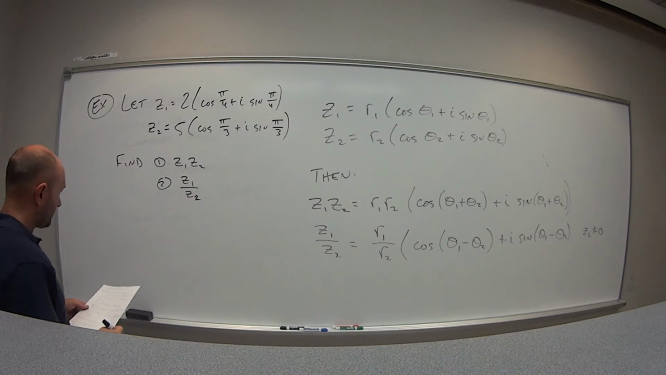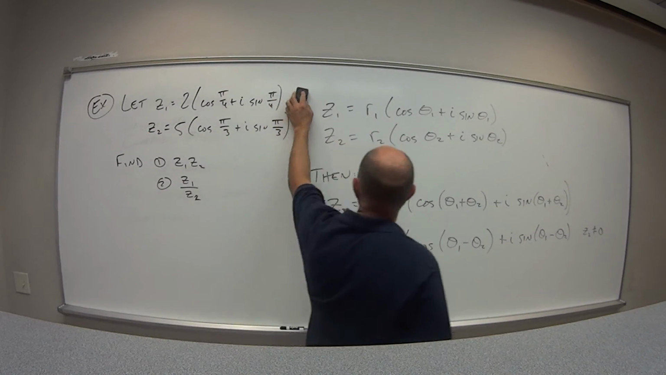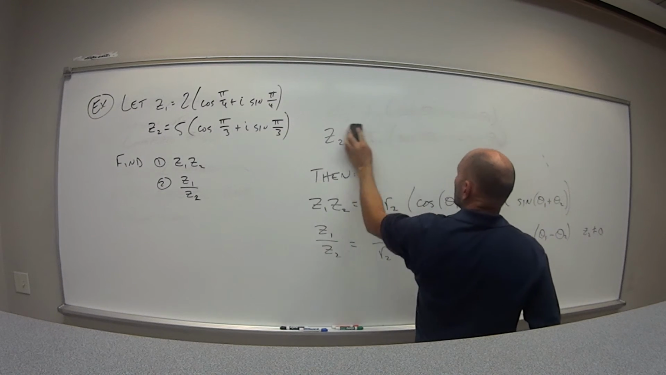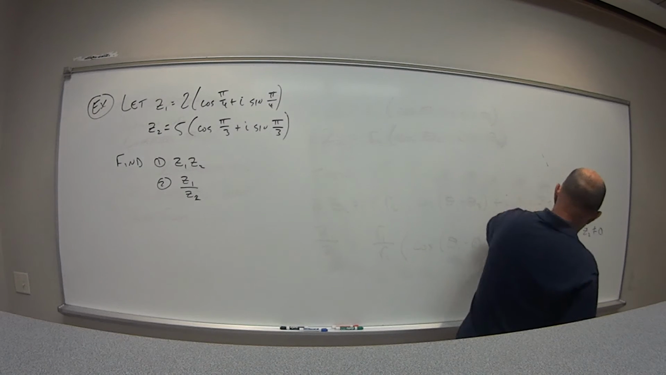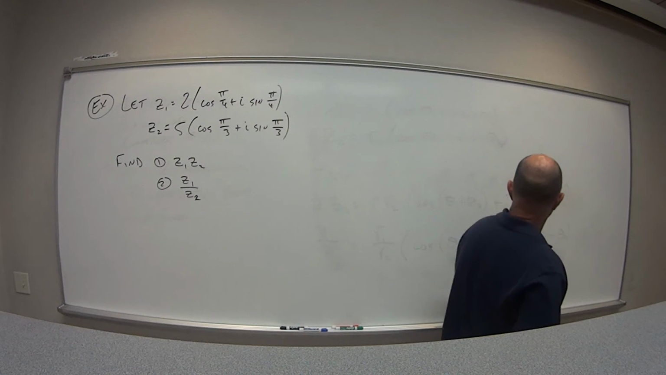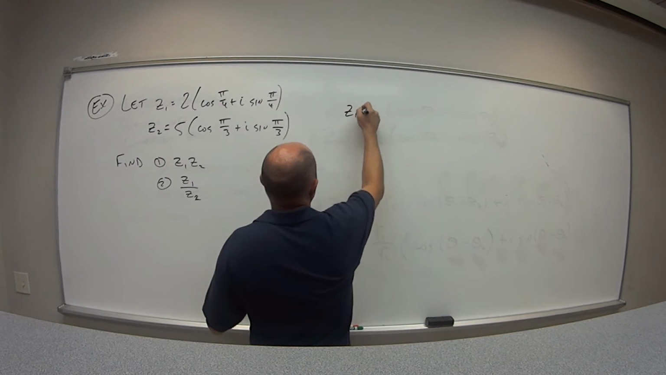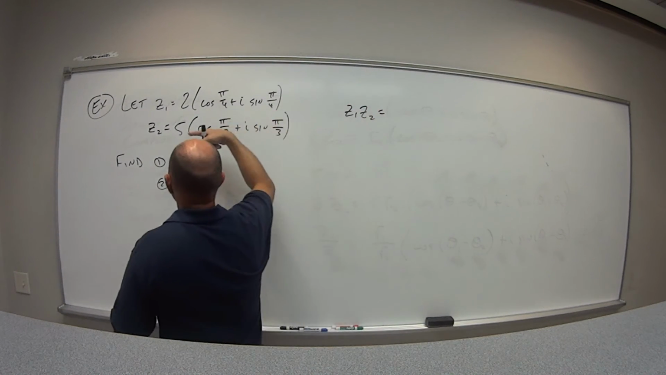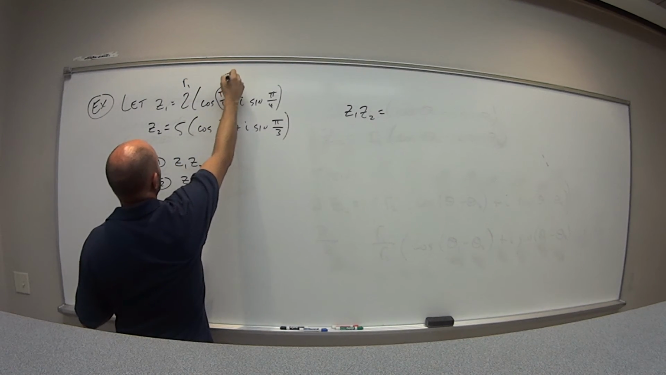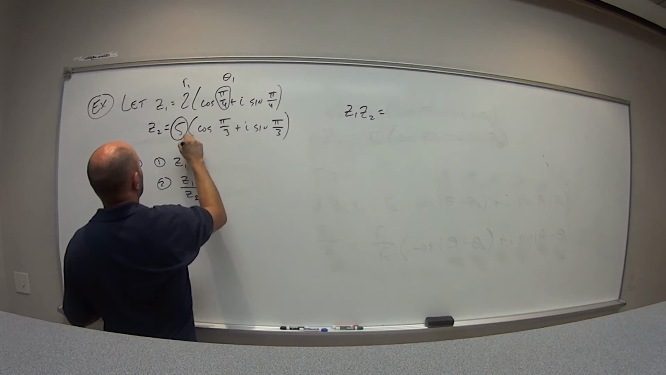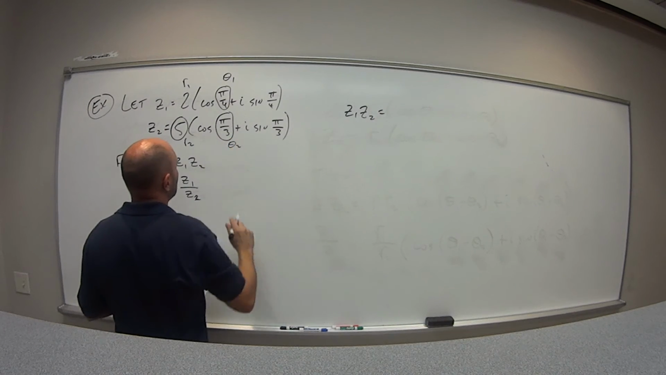I'm going to go ahead and erase these formulas here. If you need them, hit pause, otherwise come on back. Hopefully you have them down by now. So to start, for Z1 times Z2, we get what? If we want to label our pieces, this is our R1, and pi over 4 would be our theta 1. 5 is R2, pi over 3 would be our theta 2.